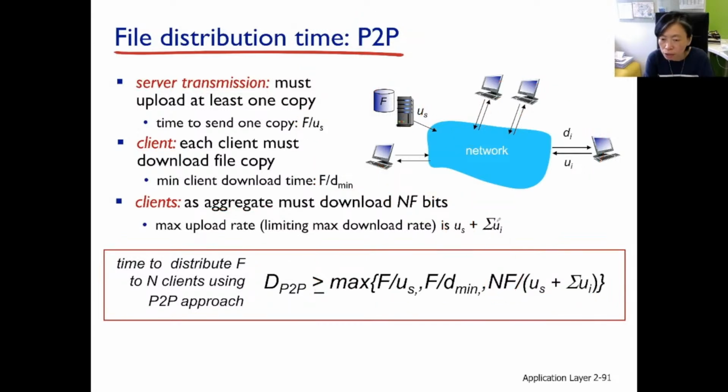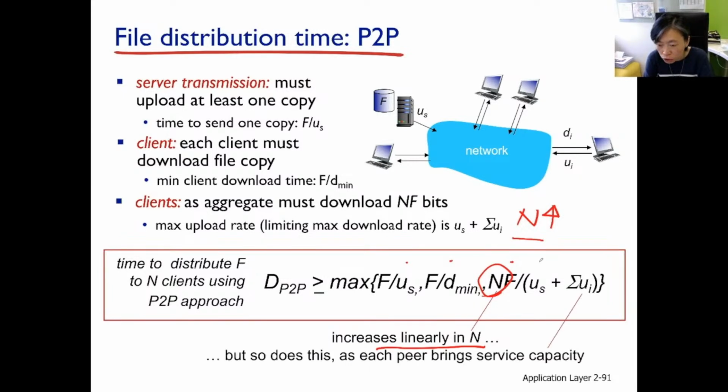All right, now consider again if N is increasing over time, right? The scalability of the P2P model file distribution system. Which of the terms do you think is going to grow with N? Yep, this one over here, right? It also grows linearly with N. But if you look closer, when the number of users increases, this term also increases. Yeah, so does this. And each peer brings service capacity.